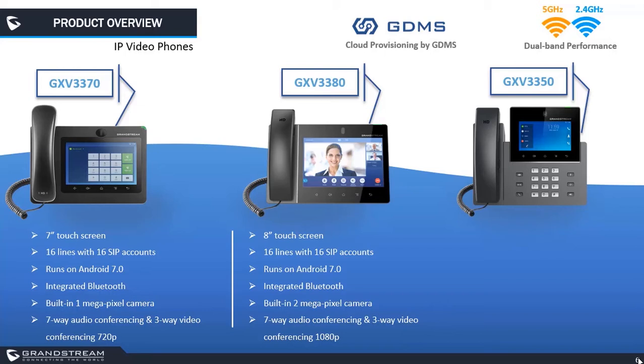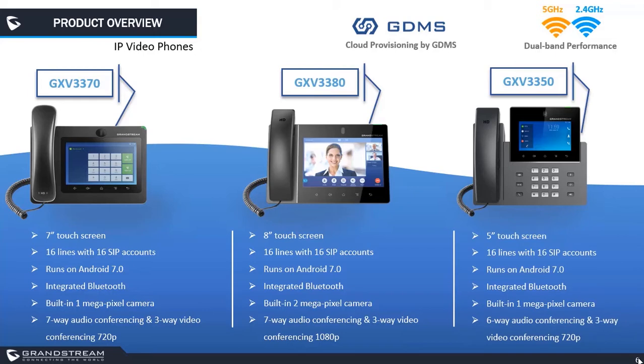The next model is the GXV 3380. This model has a large screen of 8 inches and 16 lines with 16 SIP accounts. It also runs on Android version 7, and it has integrated Bluetooth and a camera of 2 megapixels. This phone actually gives you HD resolution. You can have 3-way video conferencing using the resolution 1080, and also 7-way audio conferencing.